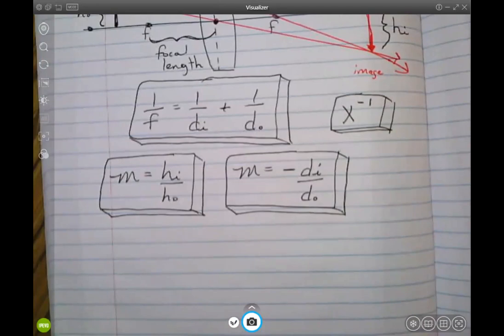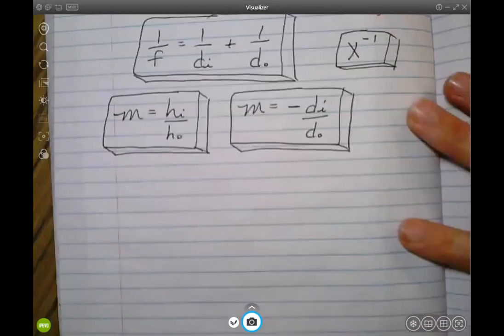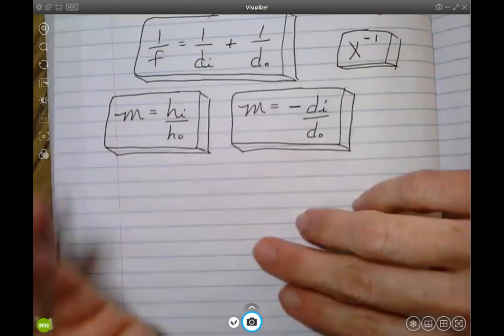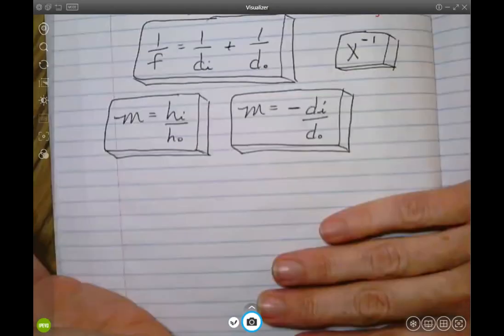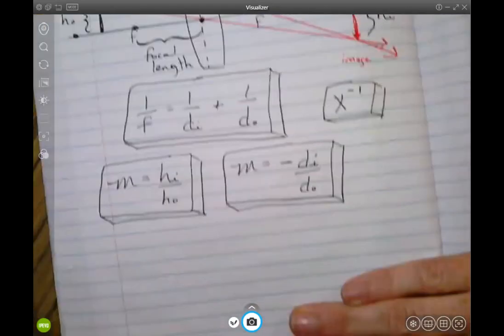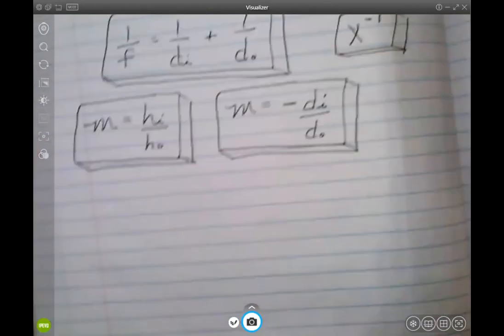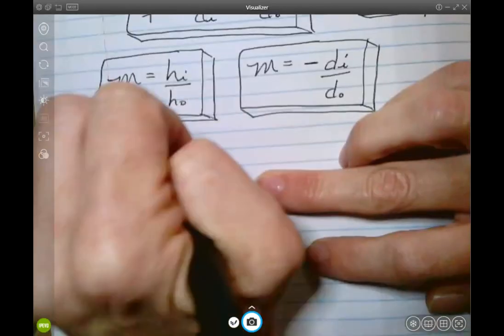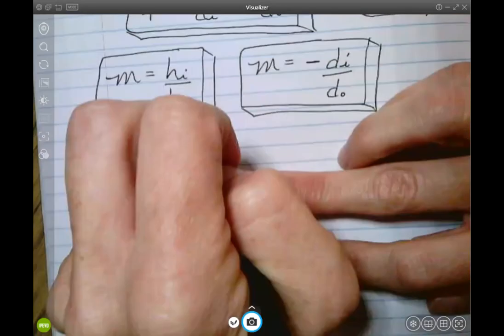And ding, ding, ding. That's the last. This is the last formula of the semester. We're done. We need to know how to use them. So all right, let's define these variables. Okay. F equals focal length.